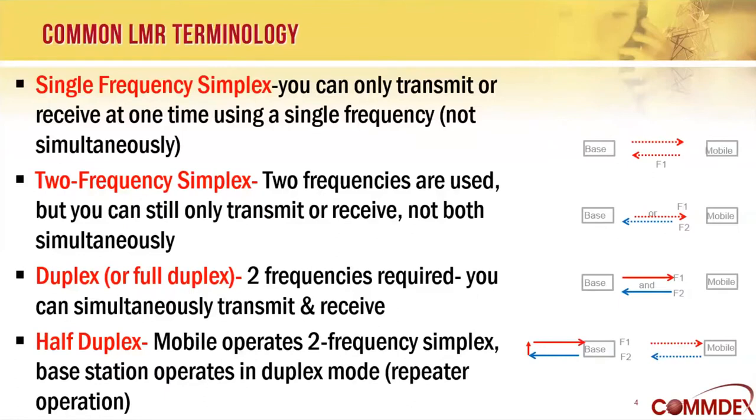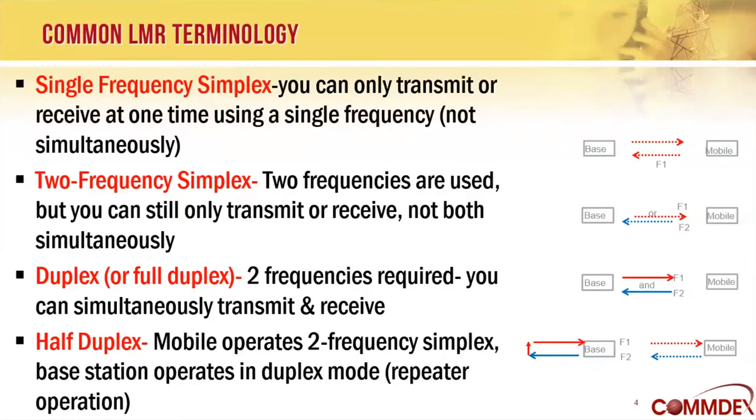Then we have duplex. That's where you have 2 separate frequencies, one in each direction, but the difference is you can simultaneously transmit and receive. And the most familiar example of this, of course, is cellular phones, which use duplex frequencies so that you can talk and listen at the same time. So the primary difference between land mobile radio and cellular technology is simplex versus duplex, the ability to talk and listen at the same time.